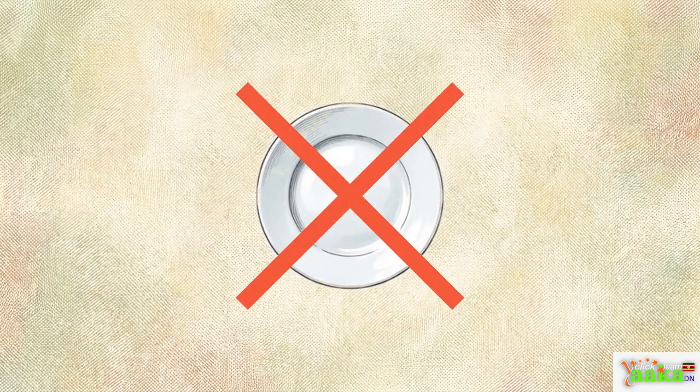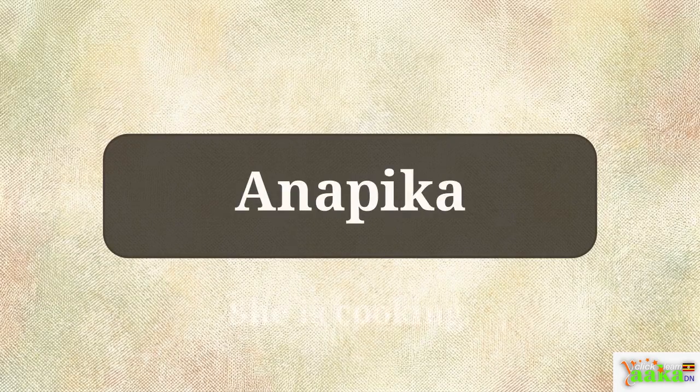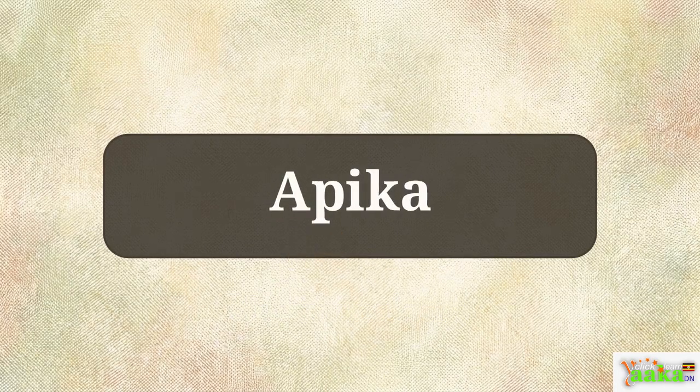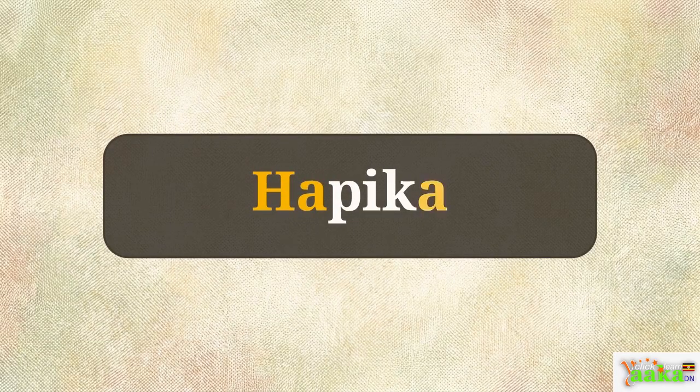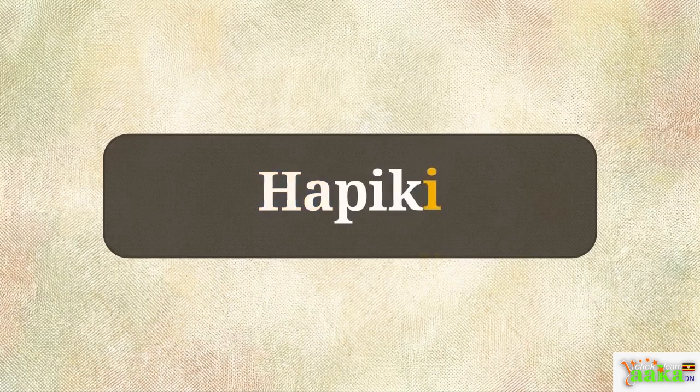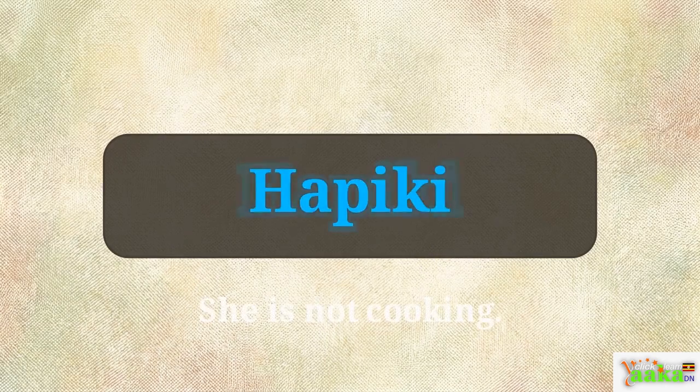If the waiter brings you the wrong dish, you need to negate the present tense to tell them what you are not doing. Here is the step-by-step formula bar to do that. Take the verb anapika, meaning she is cooking. First, remove the present tense marker na. Second, change the subject prefix a to the negative ha. Finally, change the ending vowel from a to i. Anapika becomes hapiki, she is not cooking.